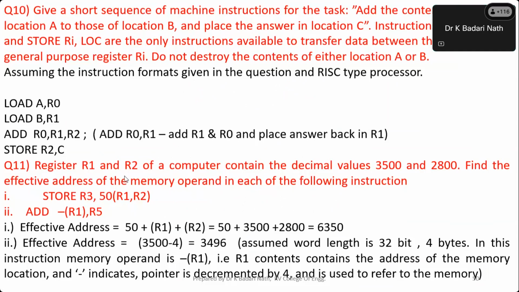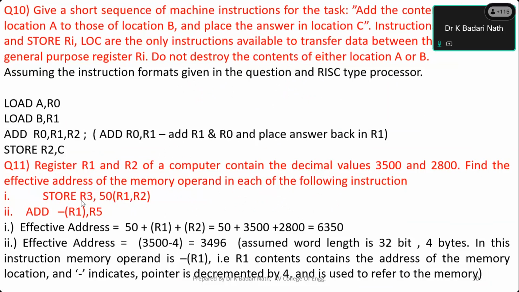Registers R1 and R2 of a computer contain the decimal values 3500 and 2800. Find the effective address of the memory operand in each of the following instructions. Now let's look at the first instruction: store R3, 50(R1, R2). So let's understand the meaning and the addressing mode here. So what is the meaning?